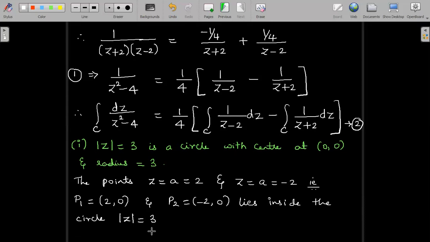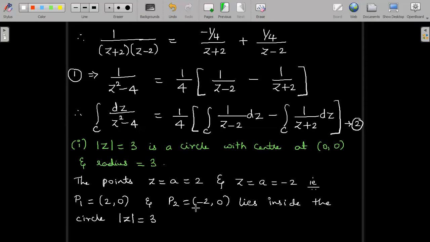How do these lie inside the circle |z| = 3? There are 2 ways of recognizing this. One is through the figure, the other is with respect to the points AP1 and AP2, what we learned in the theory. When I find AP1, this should be less than the radius r. Similarly, with the distance formula, AP2 should be less than the radius r. That is one way of procedure.